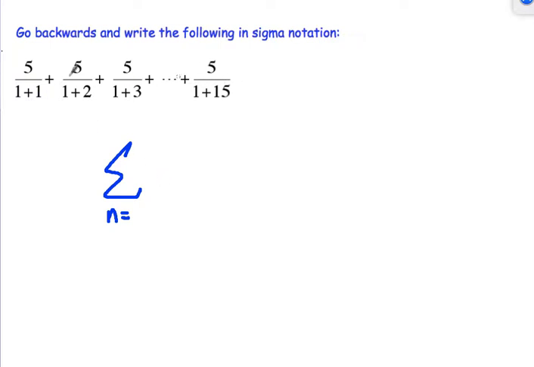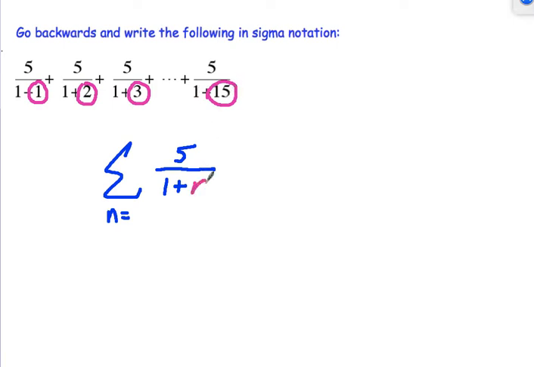So this first one, when I'm looking at it, I notice all of them are fractions, so I would just make a fraction bar. I notice that the tops are always a 5, so I'm just going to write a 5. And looking at the bottoms, the denominators, I notice it's always 1 plus something. So that's what I'm going to write, 1 plus something. And here's what I'm noticing. I'm adding a 1, then I'm adding a 2, then I'm adding a 3, all the way up to adding a 15. So it looks like that is the thing that's changing.